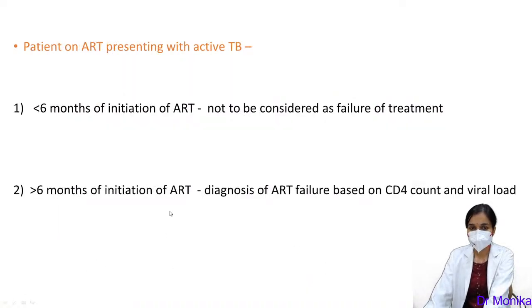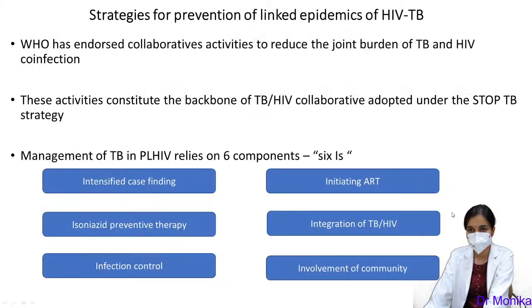So, if a patient presents with active TB within less than a month of initiation of ART, then we should not consider it a failure of treatment. But if the patient presents after more than 6 months of initiation of ART, then the diagnosis of ART failure should be made based on the CD4 T cell count and the viral load.